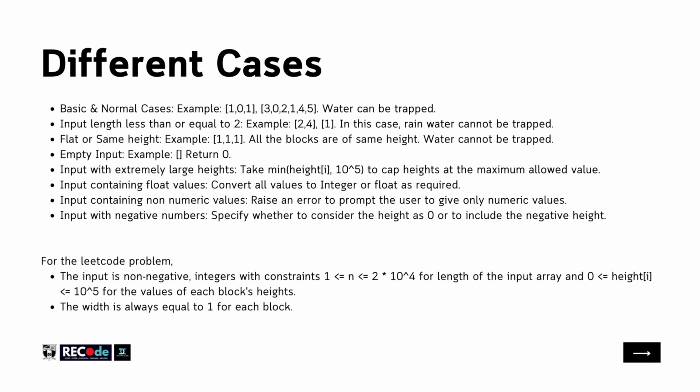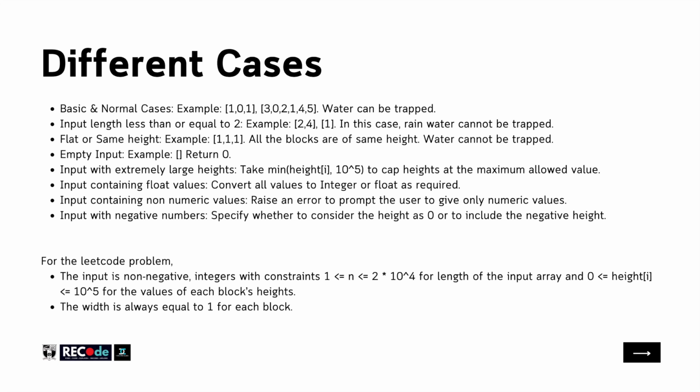Empty input: in this case you return 0. Input with extremely large heights: here we can take the minimum of height[i] and 10^5 to cap the heights at the maximum allowed value. If the input contains float values, you can convert all the values to integer or float as required. Input containing non-numeric values: in this case, we raise an error to prompt the user to give only numeric values.